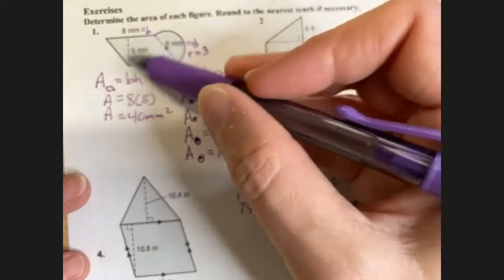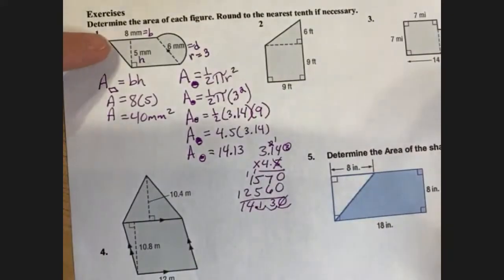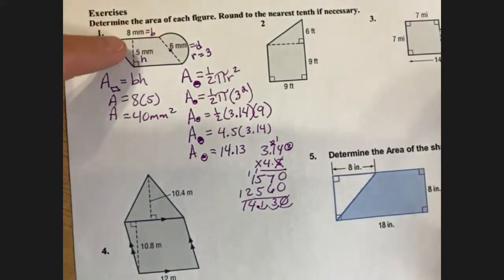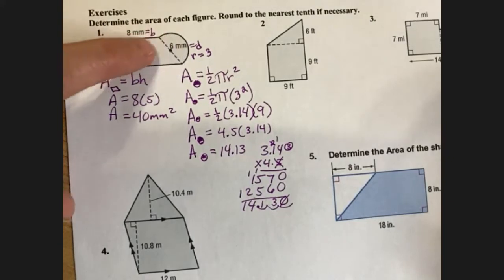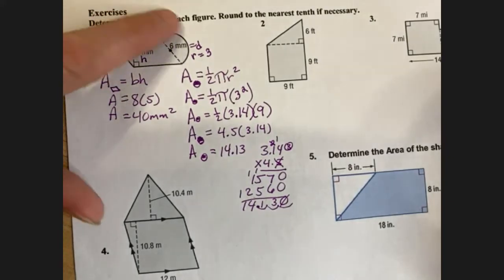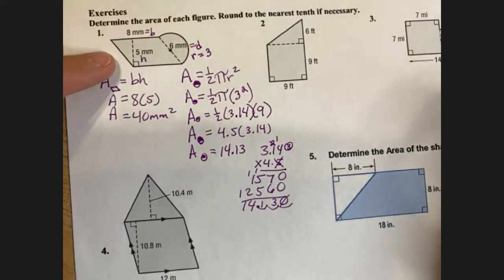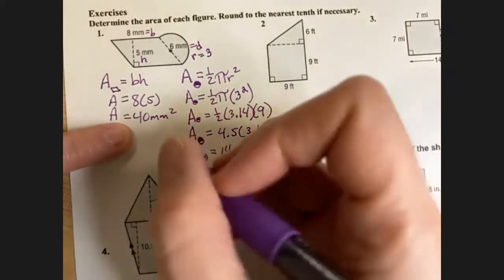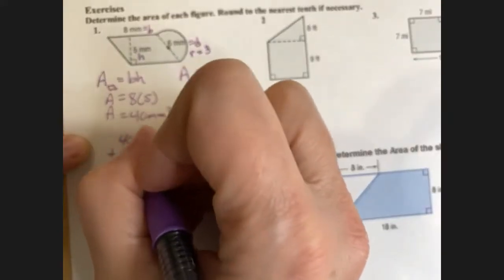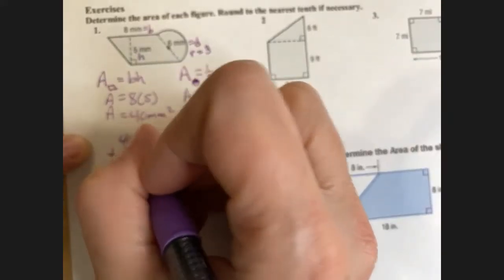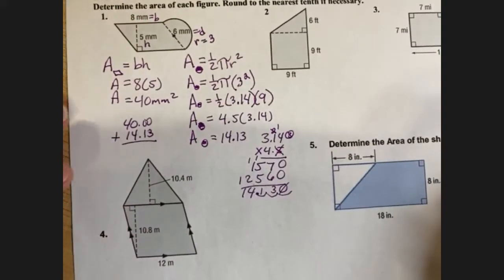So I have the area of my parallelogram. I have the area of my semicircle. So then I'm going to combine them. They're different shapes, but they're making a composite shape. Composite means there's more than one thing going on. So I'm going to add the 40 plus the 14.13. And just a reminder, you need to line up your decimals.